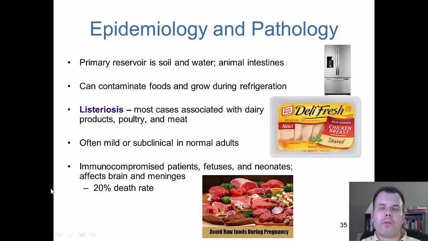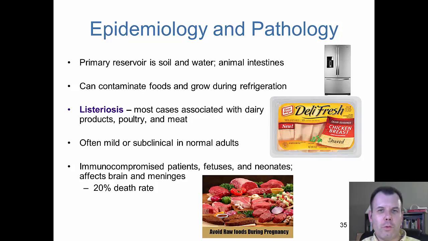Now, where it causes the most problems is in immune-compromised patients, the fetuses, and the neonates, and it can affect the brain and meninges, and that can be up to a 20% death rate if these people are left untreated. So again, if you let this go and you cause this problem, this is where you see this death rate. Now again, during pregnancy, the raw foods themselves can cause problems, and so that's where we see these issues.